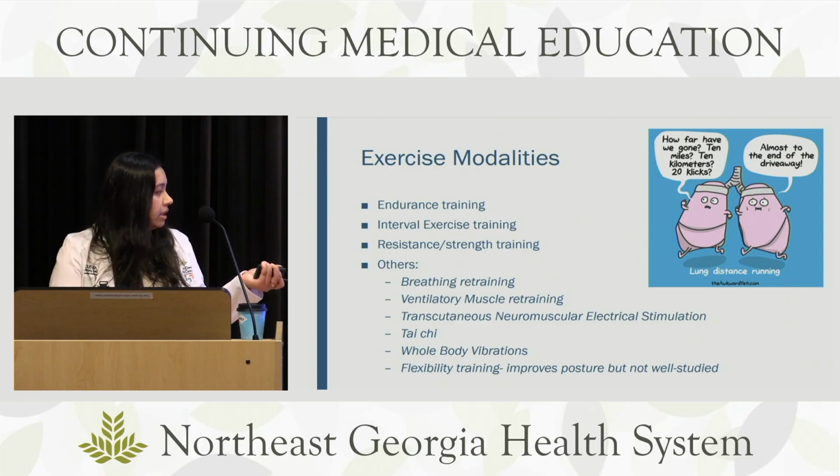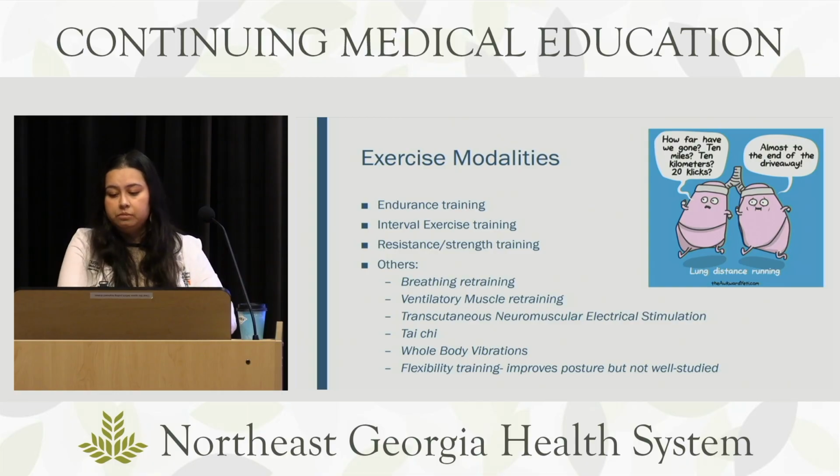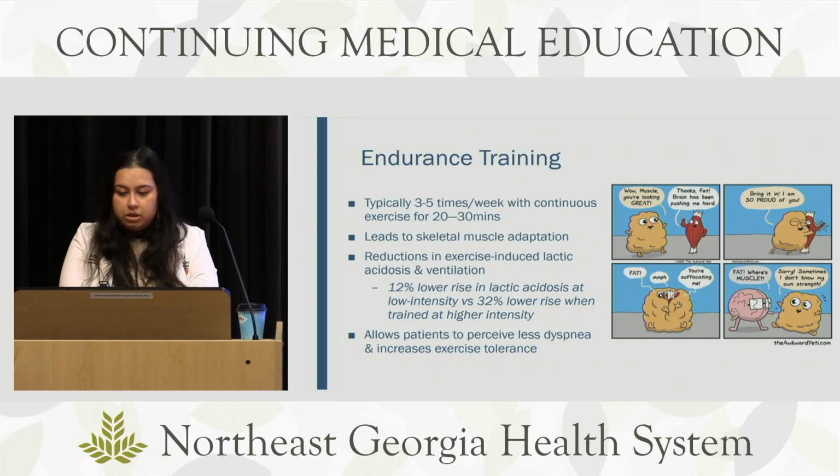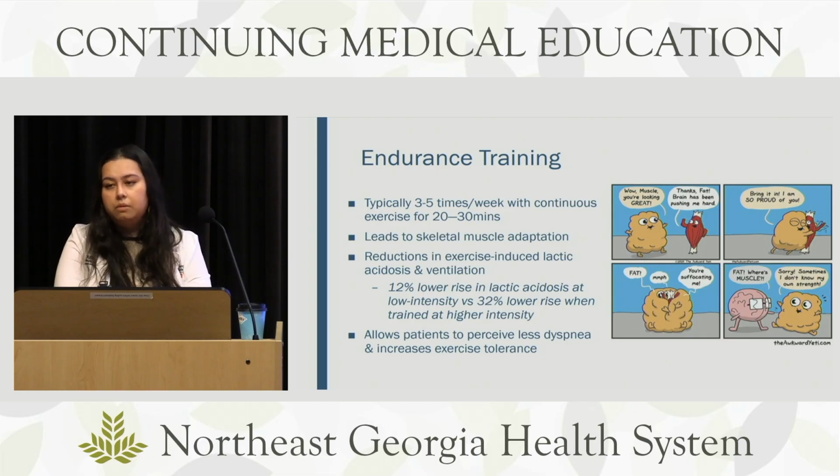The one that's least studied is flexibility training because it's shown to improve some posture benefits, but really it's not studied. So it's there, and combinations of these can be used. And for any reason, if you need to use bronchodilators or oxygen during the therapy, you're able to do that. Endurance training, which is also called conditioning, you use upper arms or lower legs to train continuously, exercising 20 to 30 minutes, which leads to skeletal muscle adaptation. Lower extremities are more studied because they're easier to measure.